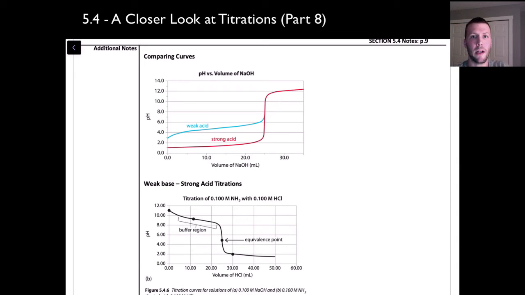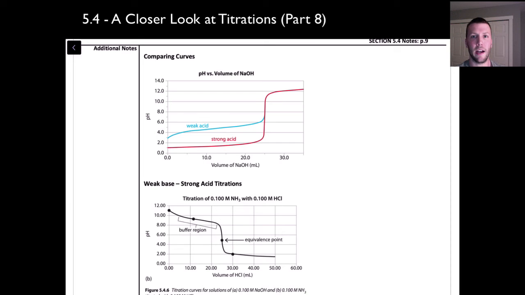So if we compare the two curves here for a strong acid, strong base titration versus a weak acid, strong base titration, hopefully we can see some similarities and differences here. So first of all, our initial pH should start out a little bit higher for a weak acid than for our strong acid, assuming we have the same concentrations of each. And that is because our weak acid will only partially ionize.